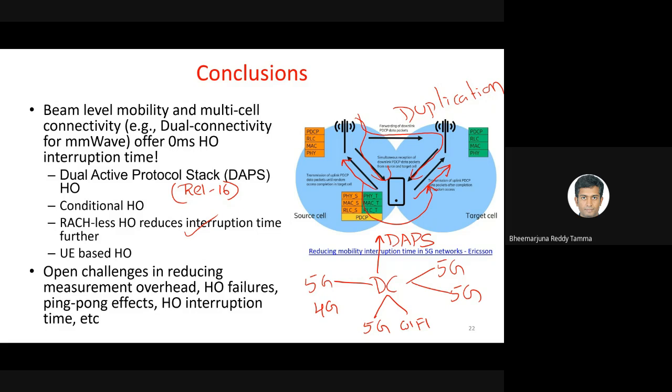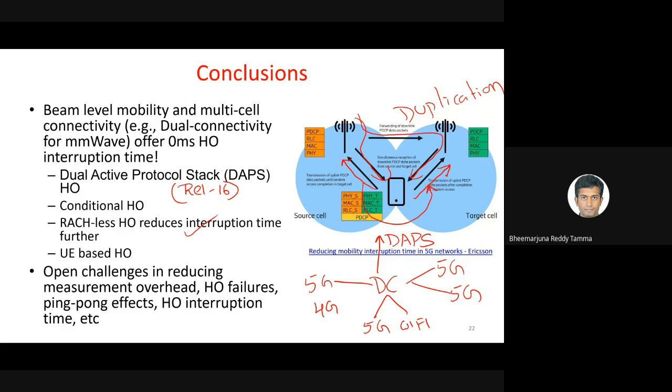Then you don't have to do even the RACH procedure. So there are lots of papers in the literature, and I don't have time to go through them, but I wanted to share some of them. All of them talk about how you can do things smartly so that you can reduce the overhead of doing the measurements at the user equipment, so that you can save the signaling overhead and also save the UE power. And also you want to make sure that handover failures are minimized and interruption time is minimized as much as possible without ping pong effects.